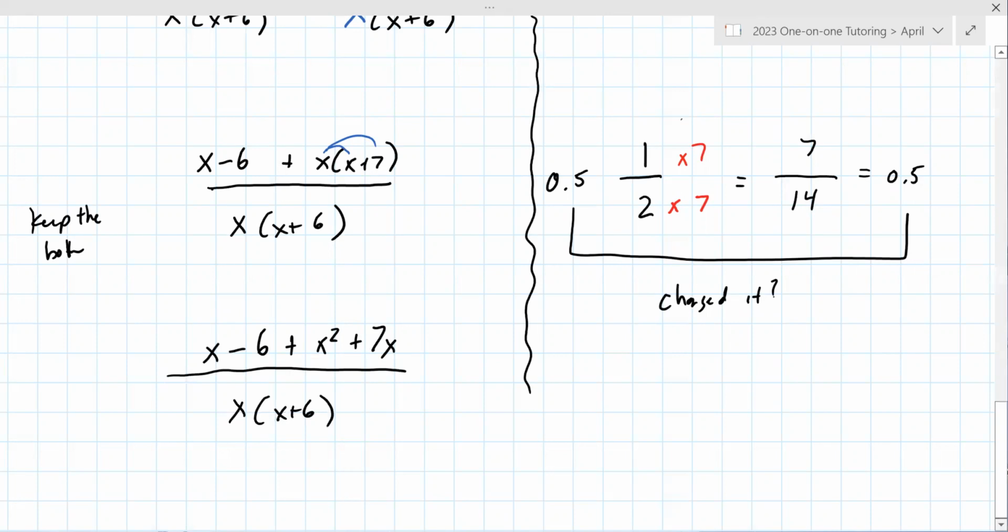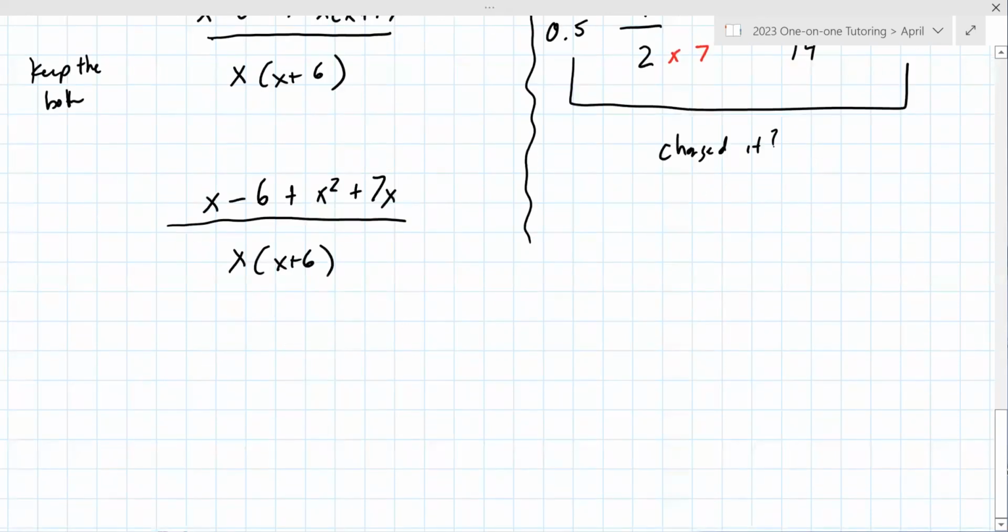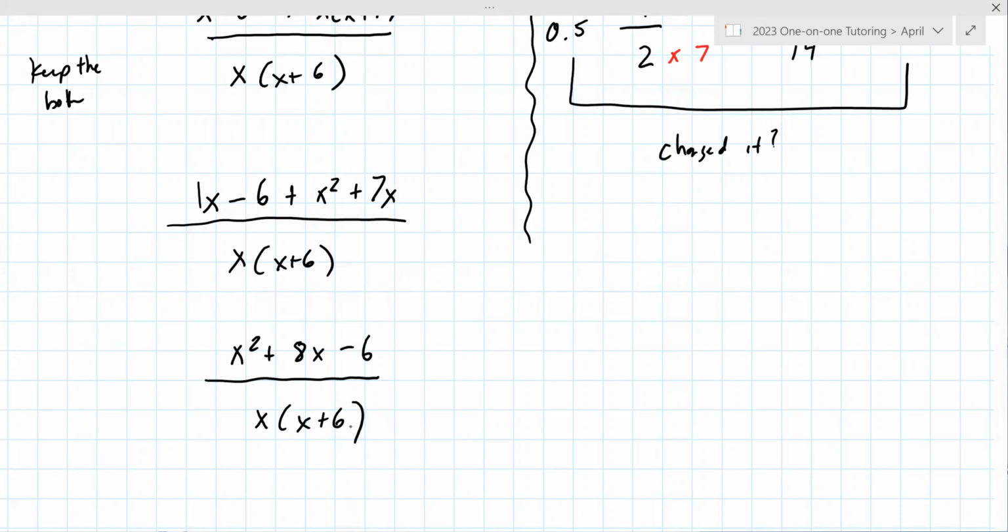All right. So last step here is to combine like terms in the numerator, so anything that's the same. There's a 1x over here, there's a 7x there, that's 8x. X squared goes out in front by preference. Something like this. Is that okay? Yeah.